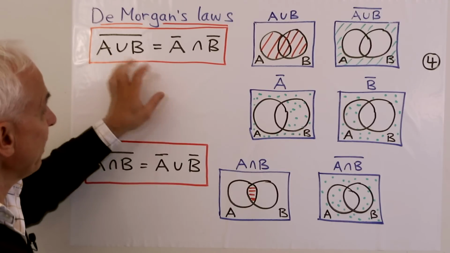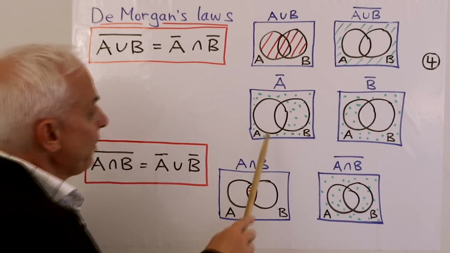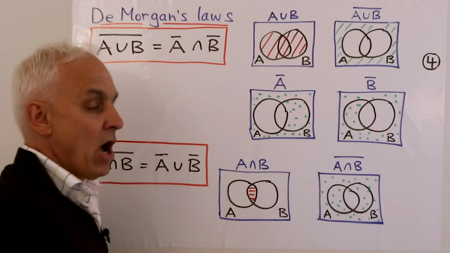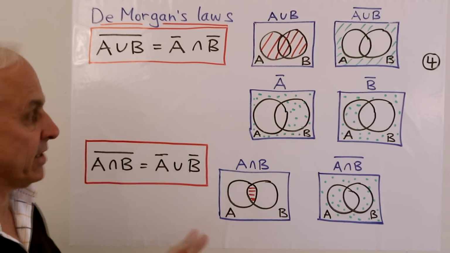Okay, so that's representing the left-hand side. What about the right-hand side? Well, over here, there's the set A. So here in green dots, we see the complement of A, everything that's not in A.